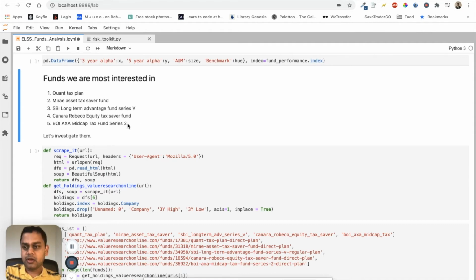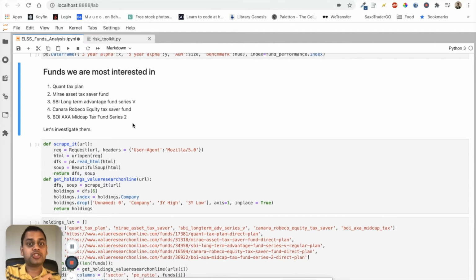But obviously, you'll have to choose. My recommendation would be to choose 2 or 3 of these funds and invest in them. But if you want to know which ones to choose from of these 5, then stay on. We're going to do something even more interesting.